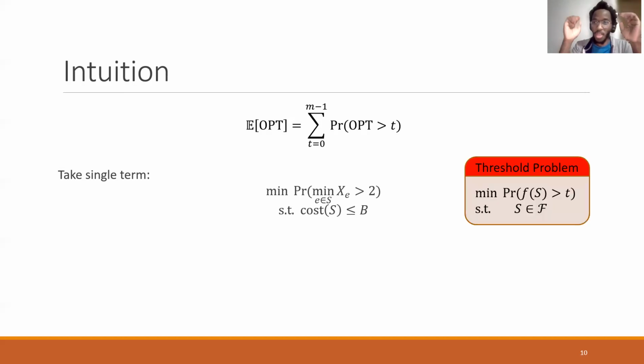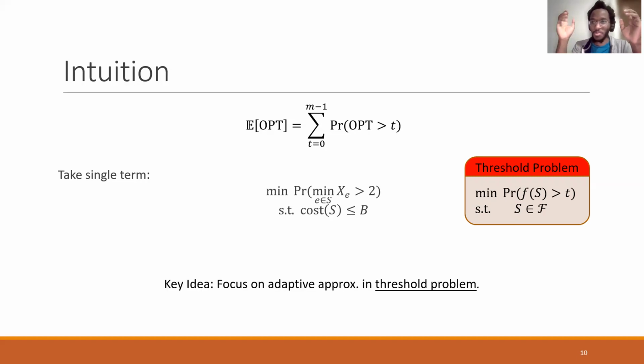In particular, we call that a threshold problem because we're trying to get our objective function lower than some threshold. To say it differently, we're trying to minimize the probability that our final objective value is above some threshold, subject to our constraints. This is sort of an odd problem, and it's not obvious how you approximate these threshold problems, but that's actually our key idea: if you focus on getting adaptive approximations to these threshold problems, then, somewhat surprisingly, you'll be able to get some results.